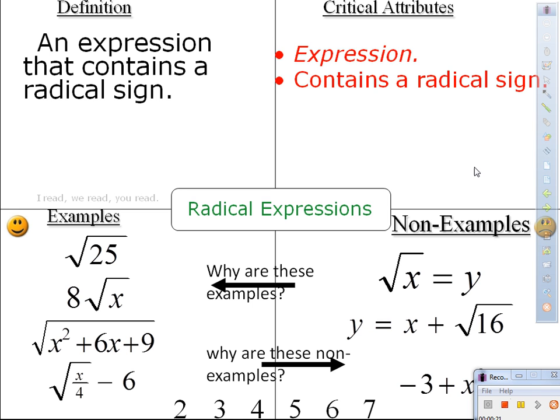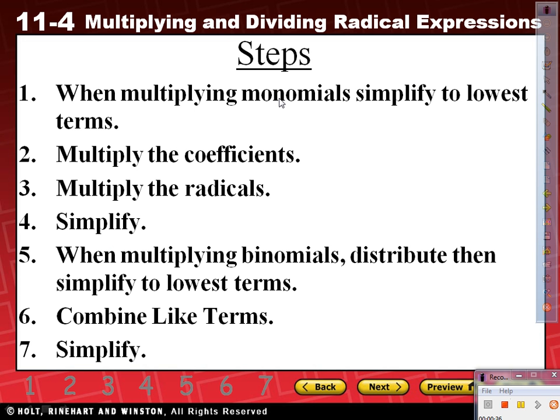Copy these down, please. It says, today we're multiplying and dividing. However, for multiplication, we will look at two different types of multiplications. The first one, monomials times monomials. And then the second one, monomials times binomials or binomials times binomials. So that's why there's extra steps here. The first 4 steps will be for monomials times monomials. The last 3 steps are multiplying times binomials. So copy those down, please.